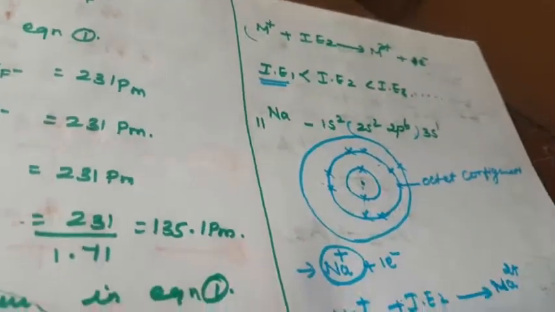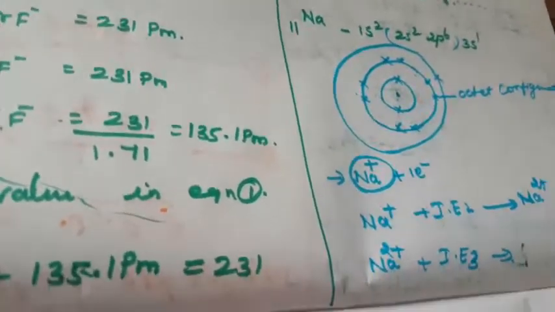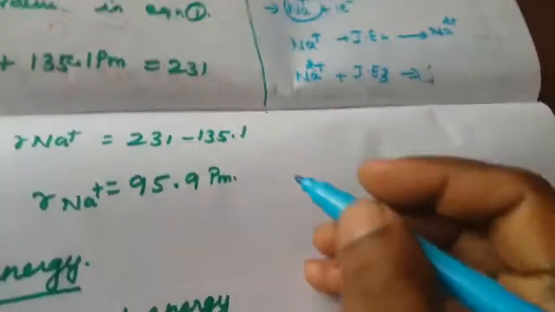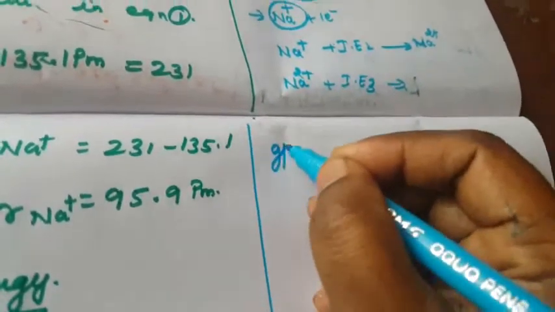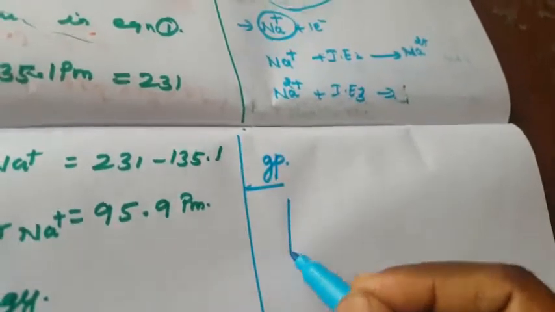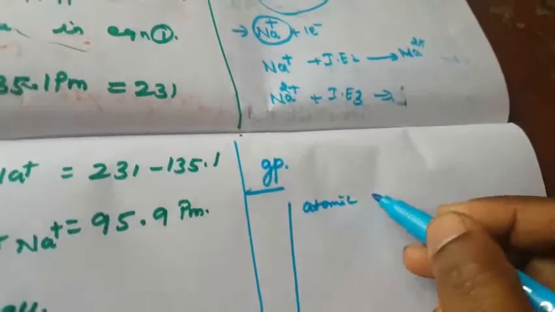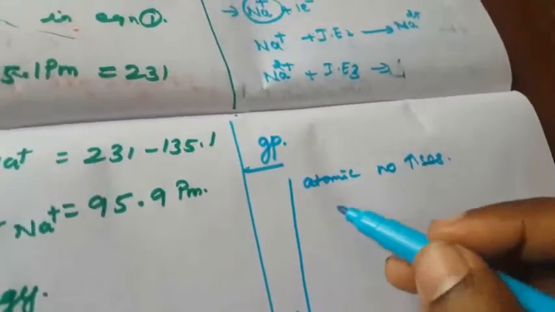So next is the periodic trend. In the periodic trend, how will it vary in the group and the period? What is meant by group? In a group, the atomic number increases from top to bottom. As the atomic number increases, the size of the atom increases.